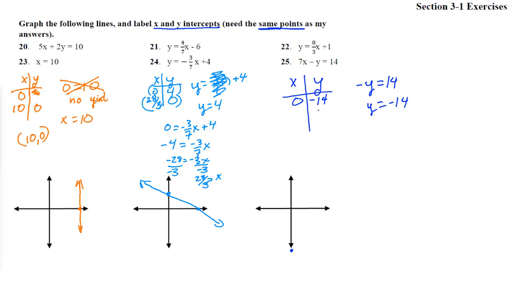And then stick in 0 for y. And we get 7x minus 0 equals 14. Divide by 7, x is 2. So we get 0, negative 14 if we write it out here in the nice coordinate form, and 2, 0. 2, 0 is about right there. So this guy, ooh, close enough there. And good, and those are the intercepts.